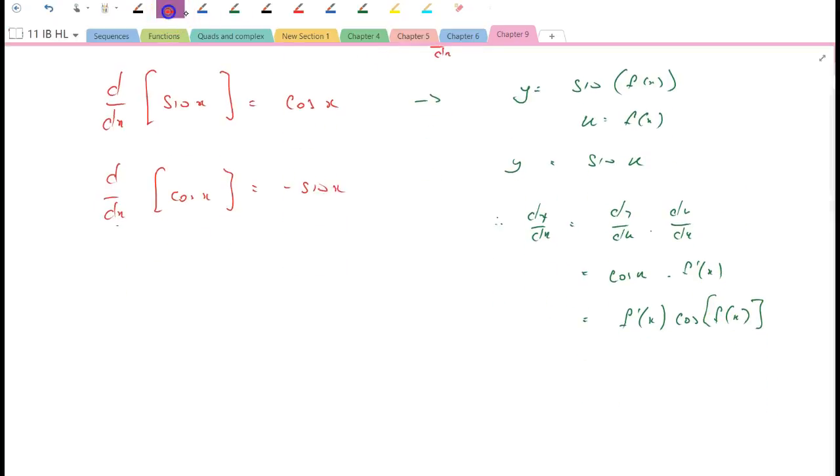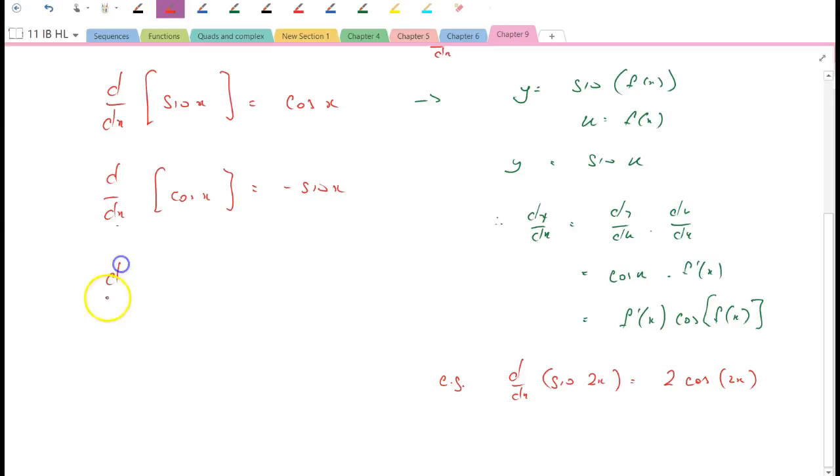So for example, the derivative of, should we say, sine 2x will equal 2 for f dash x. Sine goes to cos, and the 2x stays. So that's how it would look.